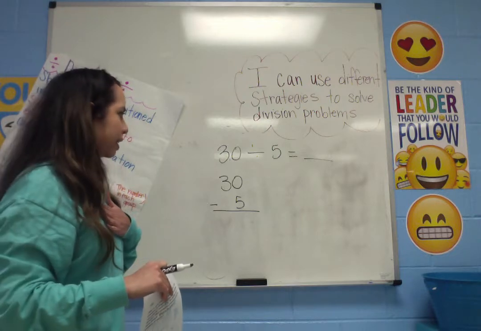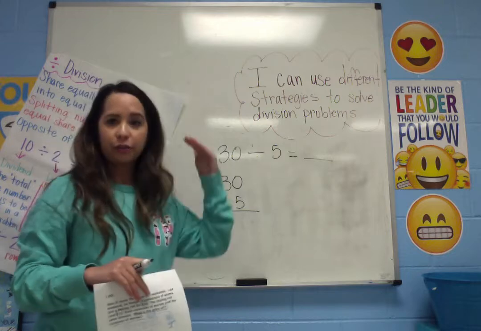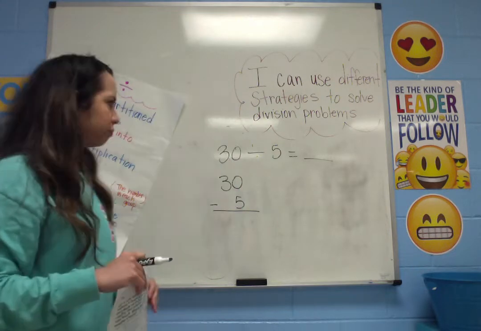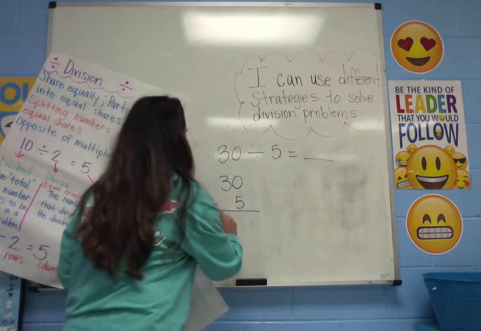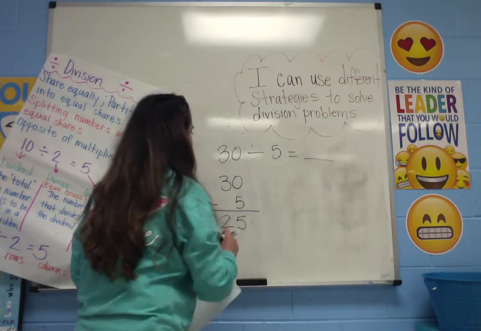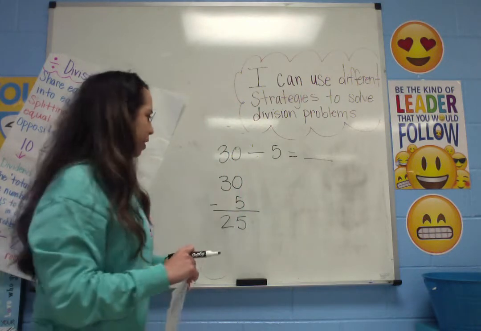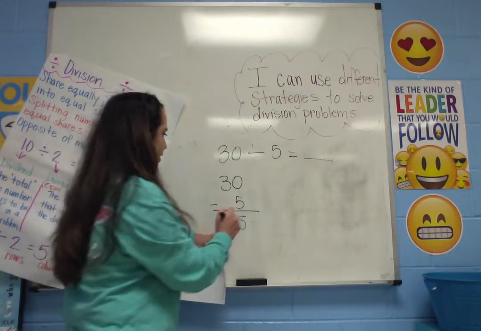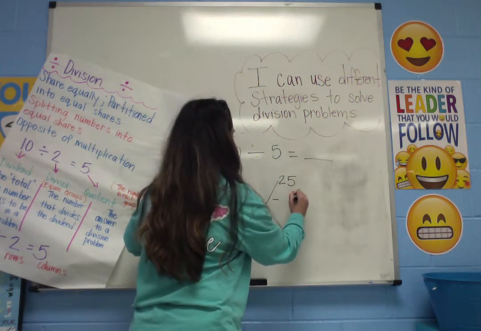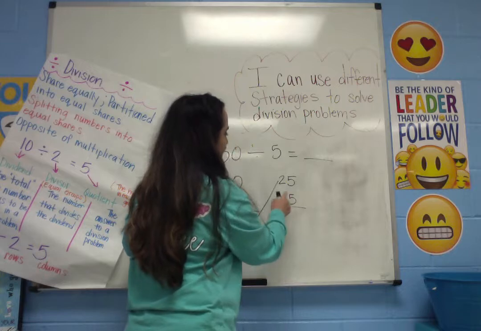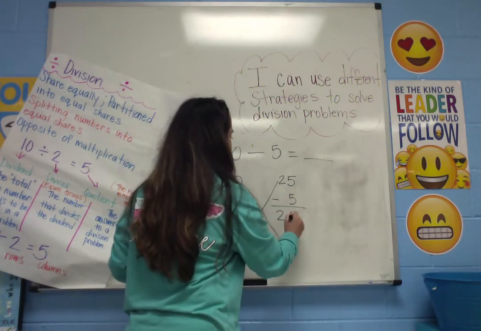And since we're subtracting, sometimes we have to regroup. I like to rewrite our numbers vertically, up and down. All right, so let's subtract. 30 minus 5 is 25. Now, we are going to continue subtracting by 5 until we get to 0. All right, so now I take this answer, and I'm going to subtract 5 from 25. 25 minus 5 is 20.